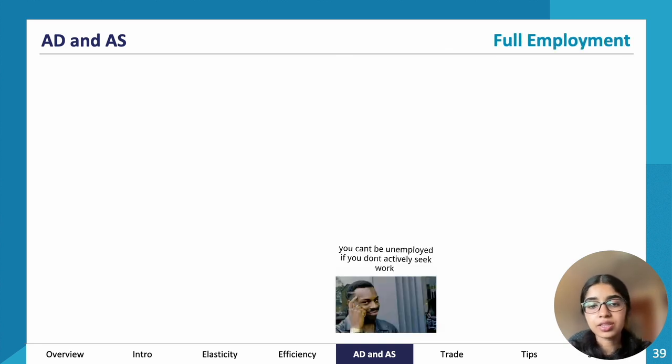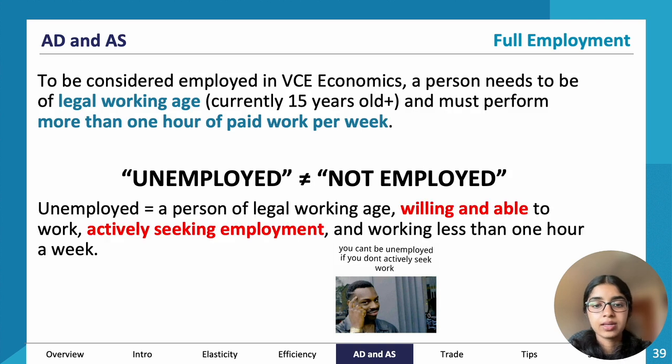Okay, so now let's look at the goal of full employment. Like I said earlier, being unemployed is not the same as being not employed. Throughout VCE Eco, to be considered employed, you need to be of legal working age, so 15 or older, and you need to do at least 1 hour of paid work every week. So it's quite a loose term of being considered employed.